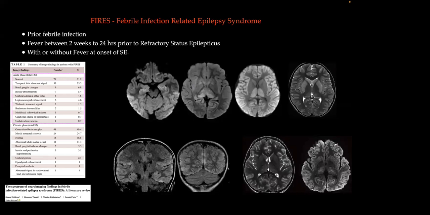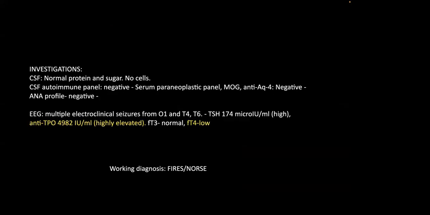I cannot explain the hypothyroidism, but it's not related to this, because Hashimoto doesn't present like this, as refractory FIRES. No, but is there a sick euthyroid syndrome? But that should be euthyroid, right? The T4 should be normal. The TSH is quite high, 174, with the T4 very low, and T3 normal.